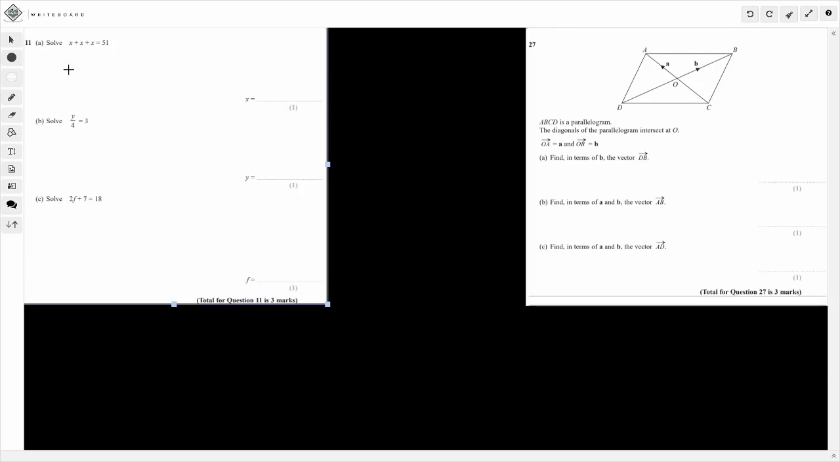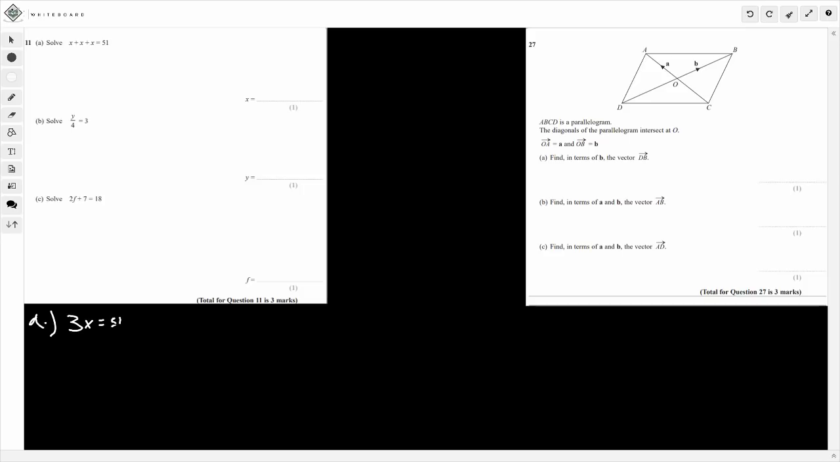Moving on again, question 11, we've got a bit of algebra, and then question 27 over here, we're looking at a bit on vectors. So let's do this one first. For part A, you've got x plus x plus x is equal to 51. So what's x plus x plus x? Well, x plus x gives me 2x plus another x, that gives me 3x. So after simplifying that expression on the left hand side, this is equal to 51 still.